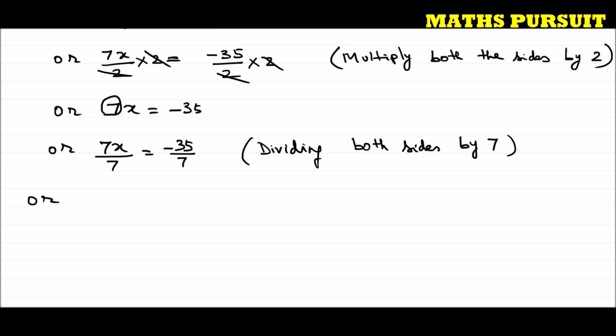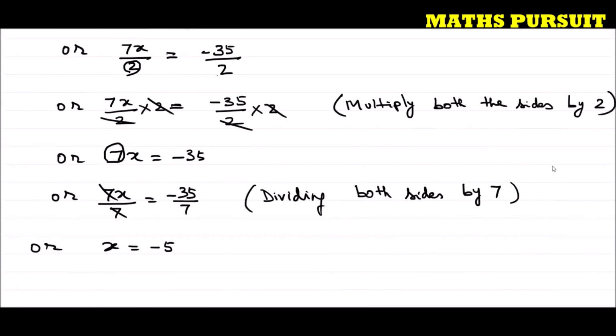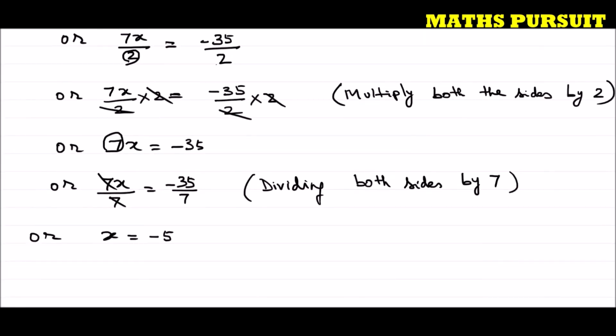Or I can write x is equal to, how? This 7 and this 7 cancel out, is equal to minus 5. What we got? We got x is equal to minus 5. How? 7 5s are 35. So we got the value of x. We got the value of x is minus 5. This is our answer, guys. The question asked us to solve. Solve means we need to find out the value of x. So we got the value of x as minus 5.